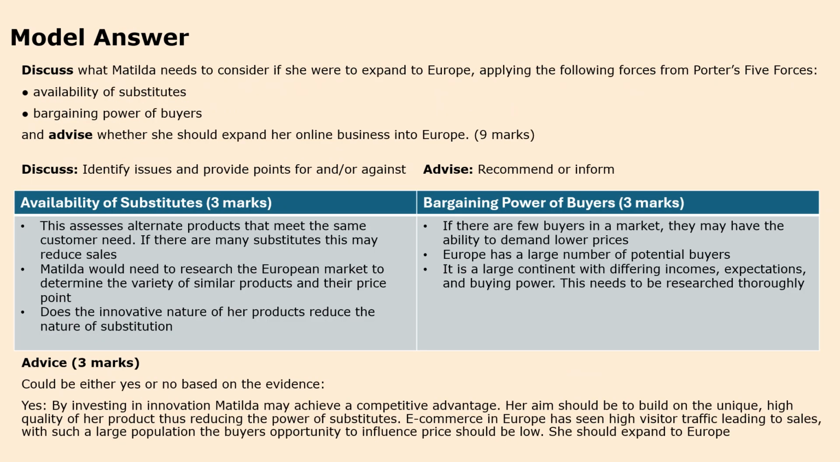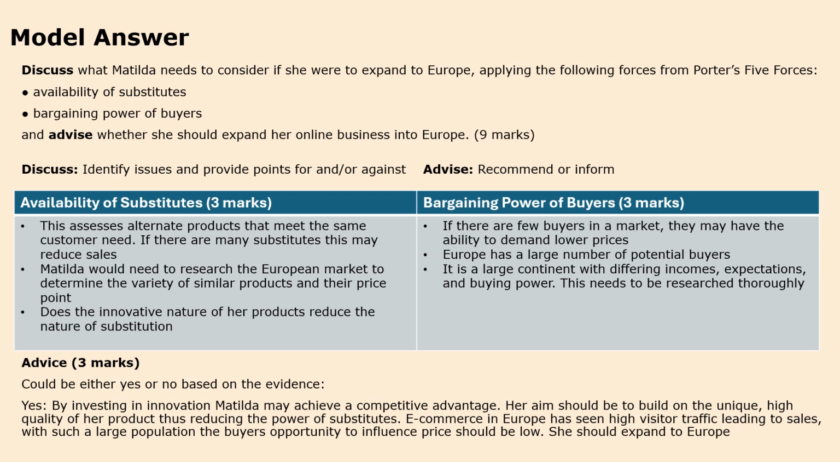So the word discuss means that you have to talk about advantages and disadvantages and questions that need to be asked. There, as it says in the definition there, identify issues and provide points for and against for both availability of substitutes and bargaining power. And the word advise later on means to recommend or to inform. So if you look at the description there for both of the forces, I would absolutely always start with the definition of what the force is all about before then linking it in with evidence from the case study.